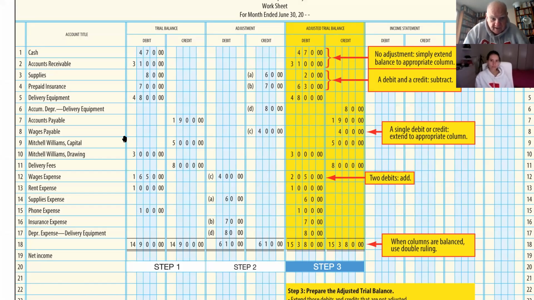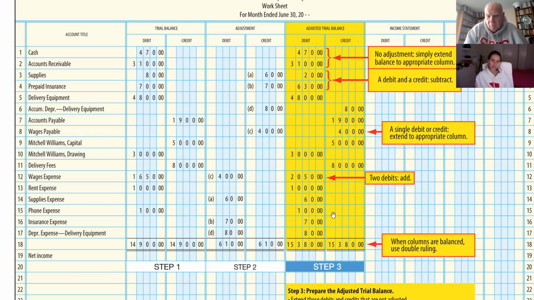Wages payable. We didn't have any. Now we do. Wages expense was $1,650. We add your last 3 days of work. It's up to here. 0 supplies expense, 0 insurance expense, 0 depreciation until we adjust it.